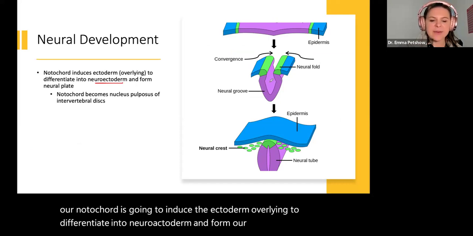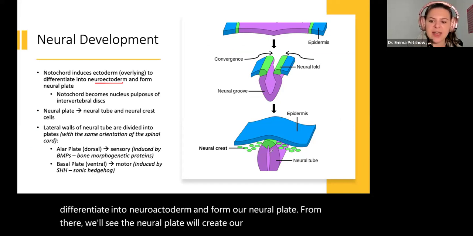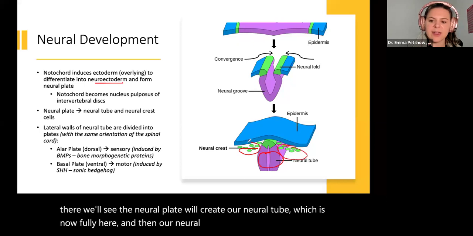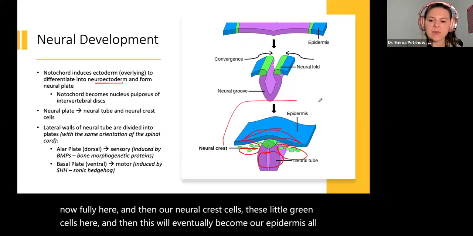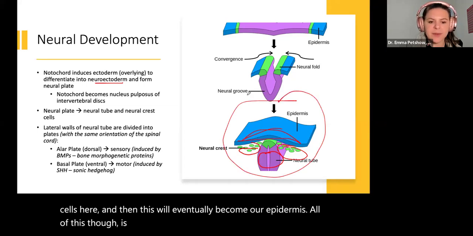From there, we'll see the neural plate will create our neural tube, which is now fully here, and then our neural crest cells, these little green cells here, and then this will eventually become our epidermis. All of this, though, is ectodermal germ tissue.